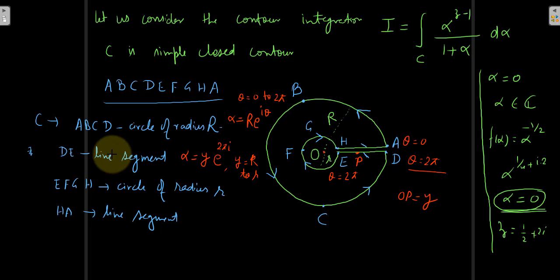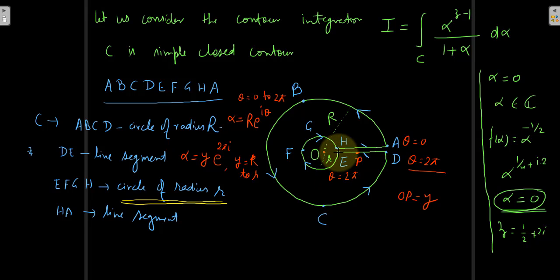Okay, so now we move forward to the third case. This is a circle of radius r, and it starts from E. At E we have theta equals 2 pi, and this circle is traced clockwise. Since the smaller circle is traced clockwise, theta this time starts decreasing, right?